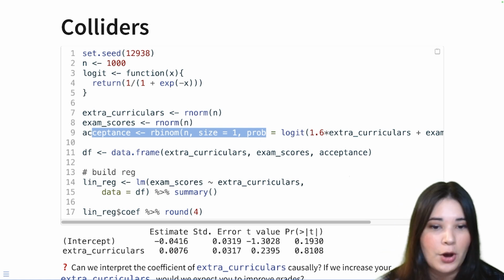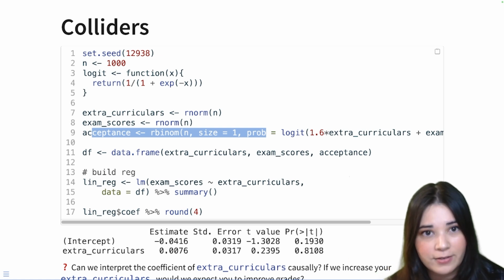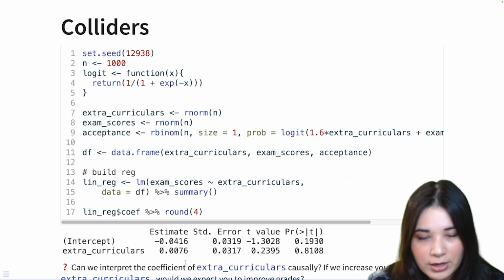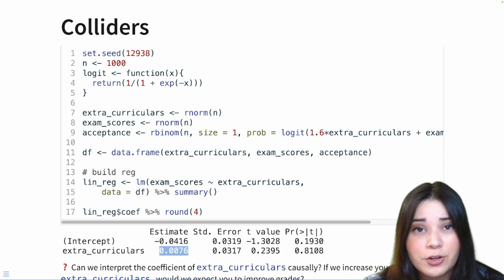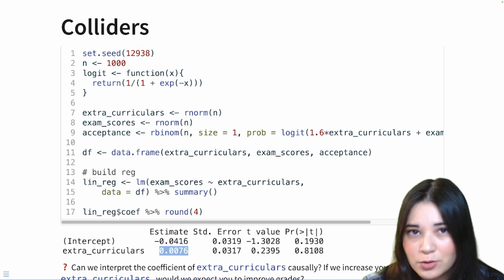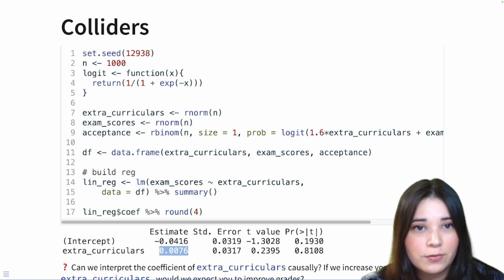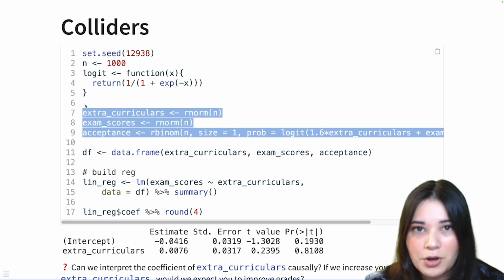Let's say we're interested in knowing whether extracurriculars help improve your exam scores. One of the ways we could look at that is we could take the data that we have and just do a linear regression that looks at the effect of extracurriculars on exam scores. And when we look at a model like this, we get a pretty good causal estimate of the impact of extracurriculars on exam scores. It's basically near 0. So we need to ask ourselves, can we interpret this coefficient causally? If we increase your extracurriculars, do we think that your exam scores will improve? Well, this regression coefficient suggests no, we don't think so. And because we simulated the data, we happen to know that this is the case.